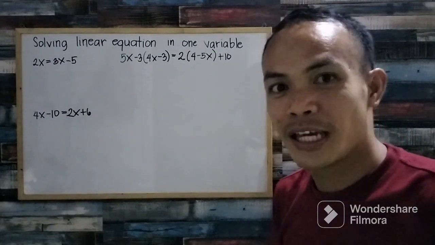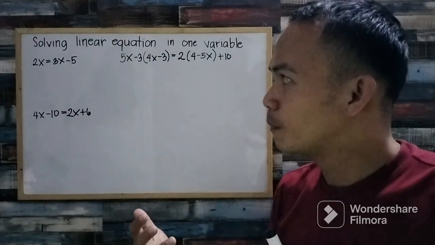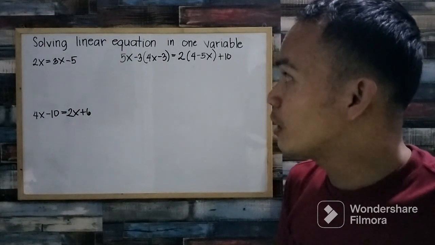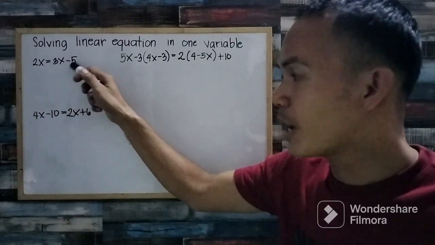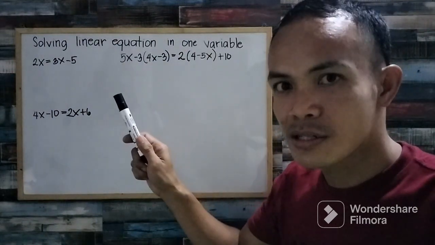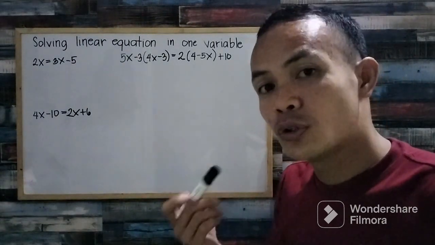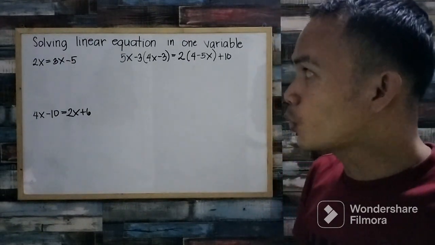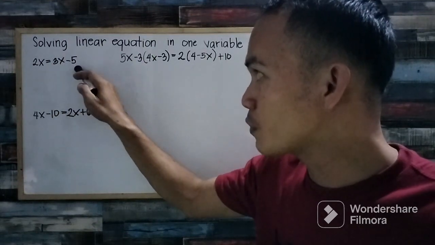So our lesson for today is solving linear equation in one variable. So how are we going to solve linear equations with only one variable? Okay, let's have a first example here. We have 2x is equal to 3x minus 5. Always remember that our goal here is to find x. That x there is the variable. So, hahanapin natin yung value ng x to solve the equation. Okay? So, of course, in our first example, we have there 2x is equal to 3x minus 5.